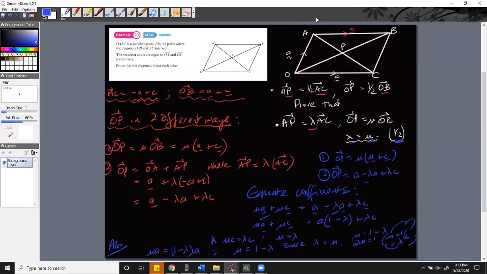So we've proven that AC is bisected by the point P and OB is bisected by the point P. Please remember that we are not showing that OP is the same length as AP. We're not showing that at all. We're just showing that OB is bisected by the point P and AC is bisected by the point P. Okay?